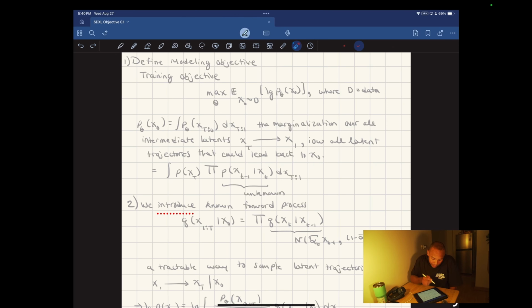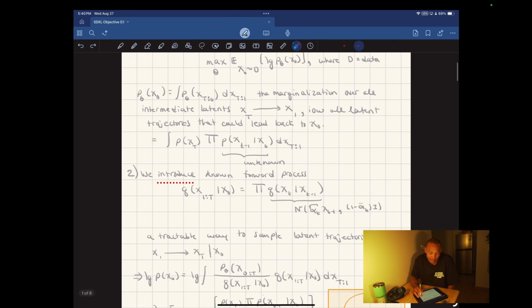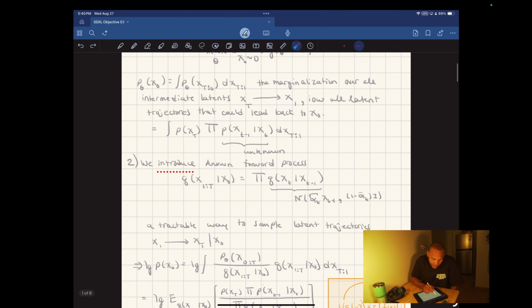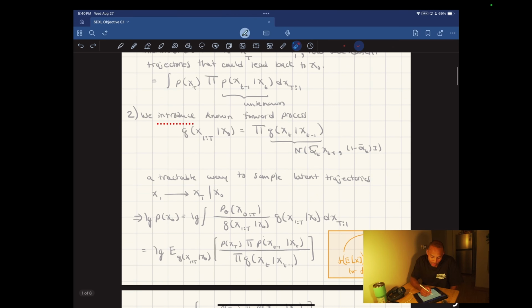So that's this marginal. Essentially we're marginalizing over all latent trajectories that could lead back to the original image x naught. As I showed in my previous video, that's equal to this distribution, because of the Markov assumption. We just use conditional probabilities to expand this, and then we use a Markov assumption to get this product right here. So x t minus 1 only depends on x t. That's the assumption we're making to simplify things.